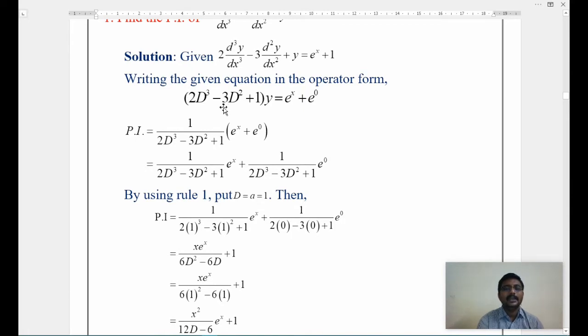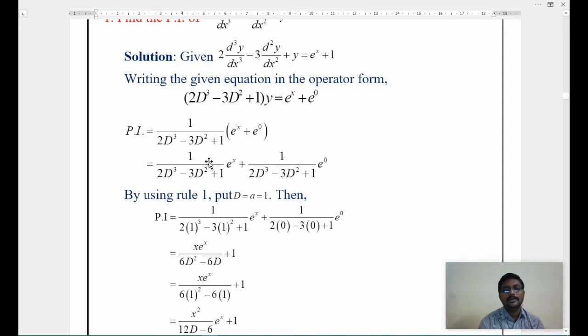PI is 1 by f of D, taken as here, and X, capital X, means the right side of the equation. So what is the right side of the equation here? e^x plus e^0. Now operating with the function of D, we will get 1 by (2D^3 minus 3D^2 plus 1) e^x plus 1 by (2D^3 minus 3D^2 plus 1) e^0.